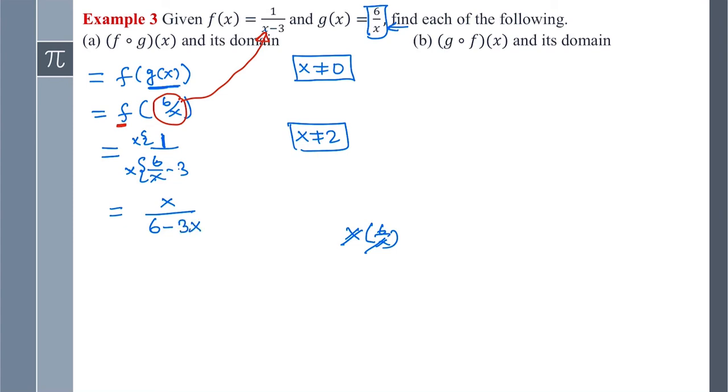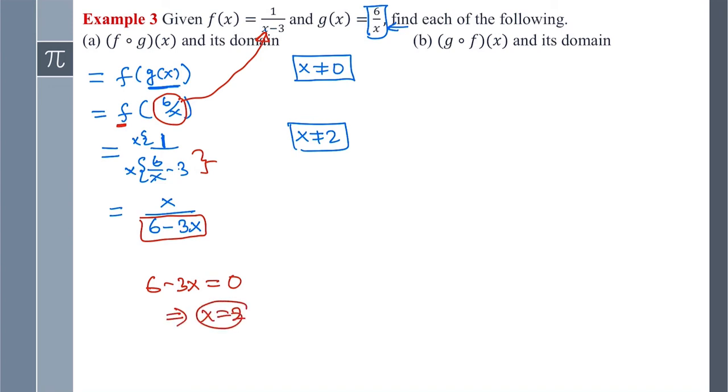Now, if you haven't found the domain from right here, then we can also look at this one and find the domain. So here clearly we can say that 6 minus 3x cannot be 0. So what makes this 0? If you solve for x, you get x equals 2. That means 2 is not in the domain of this function.